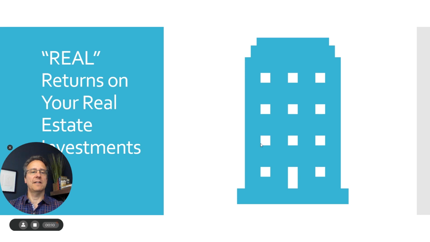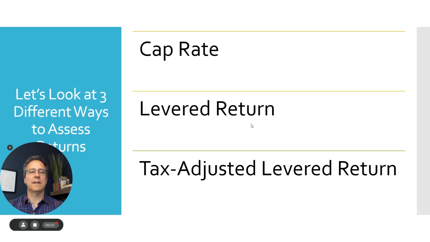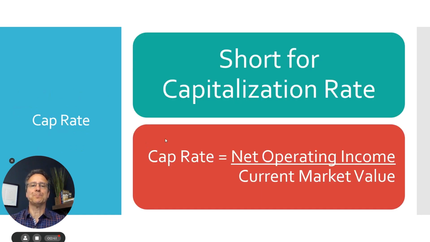In this case, it is the real returns that you're getting on your real estate investments. And today we're going to talk about, well, what makes a good real estate deal? And there's really three ways to look at returns. There's cap rate. You've probably heard that term, and that's probably the biggest one that's talked about in real estate. Then there's something called levered return. I'll show you an example of that. And then finally, we'll look at it on a tax adjusted basis. And so look at your tax adjusted levered return.